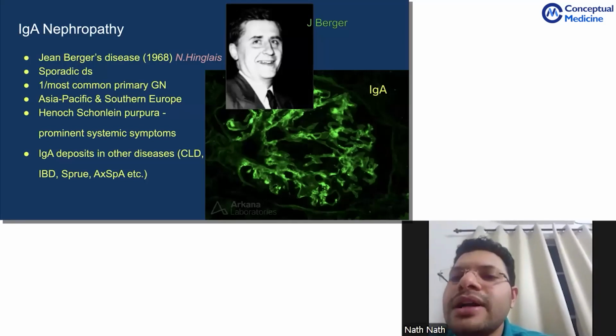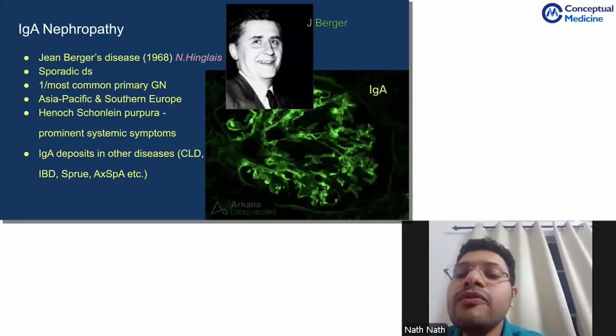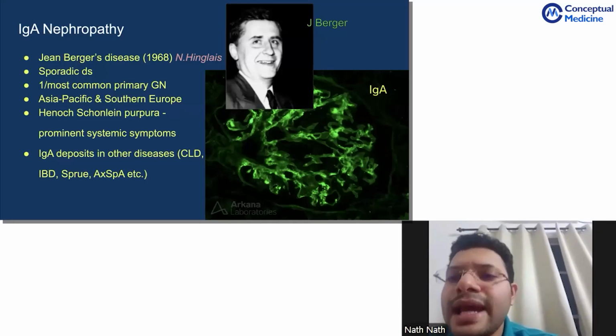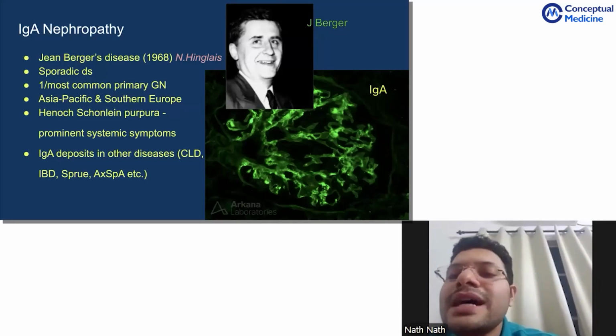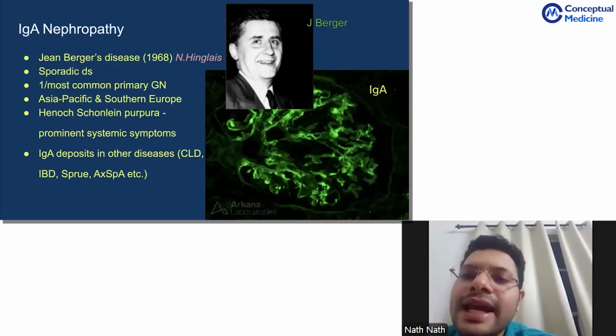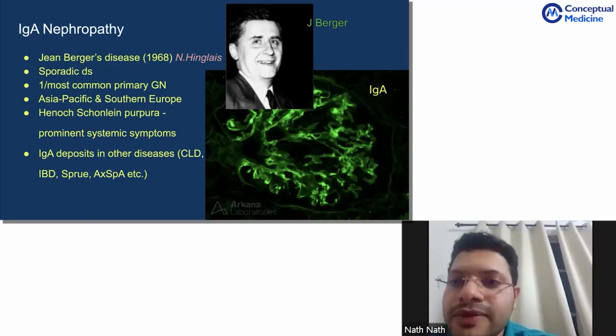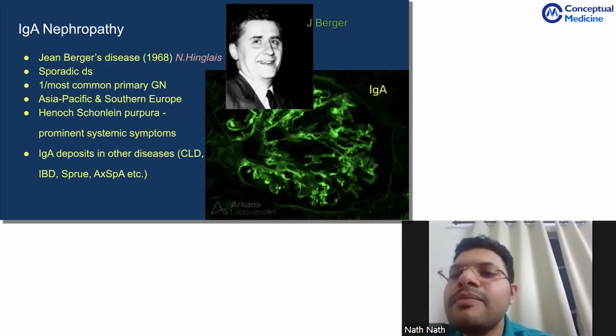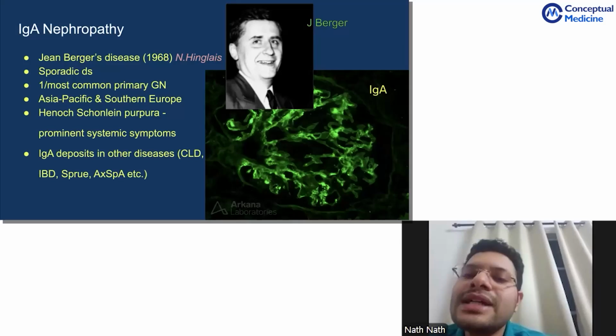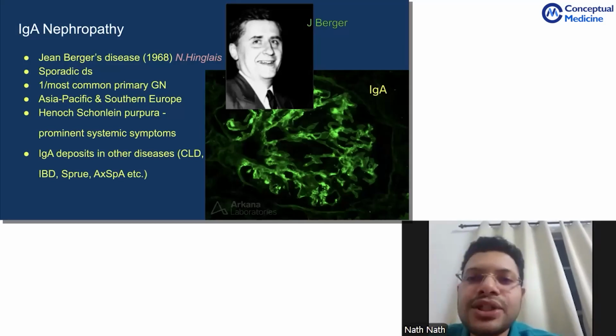So that's Jean Berger. And the other image on your screen is the immunofluorescence image of IgA nephropathy. If you remember, in the last class I told you how the IgA immunoglobulin deposits are in the mesangium. You can see in the immunofluorescence also that the green color has lit up in the mesangium and not in the capillary tuft. So that's what you have to pick up in this image. The brightest green is actually not on the basement membrane. It's not on the capillary wall. It's actually in the mesangium.